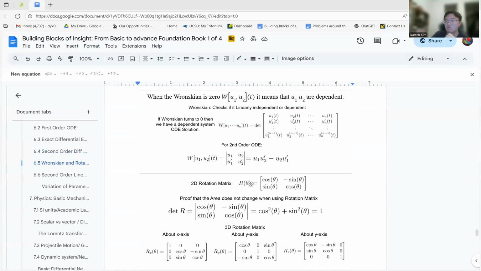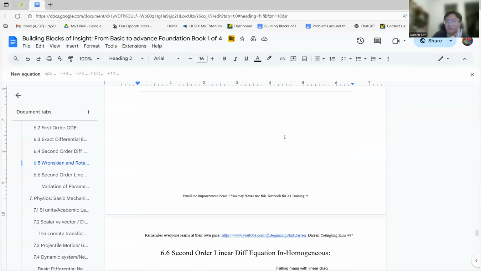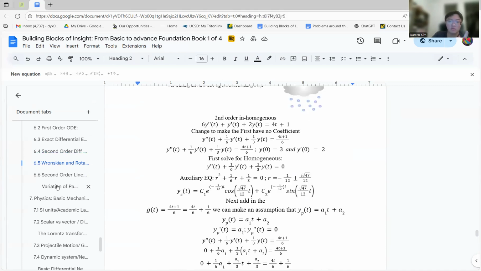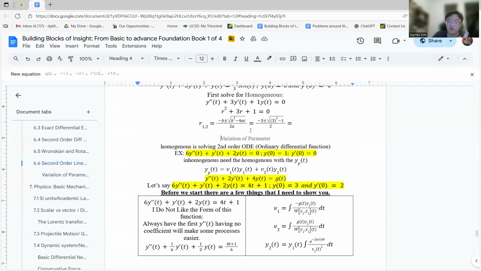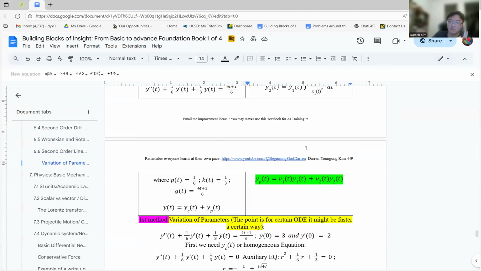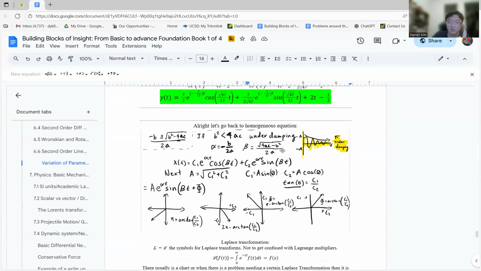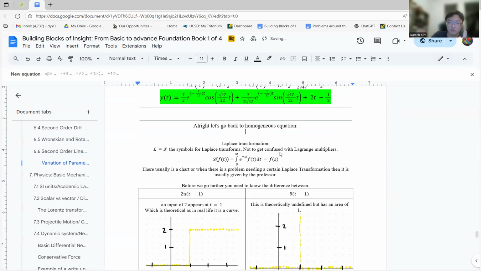Anyways, next is the Wronskian and the rotation matrix, which in my opinion, the rotation matrix is what I'm going to focus on, because in the next section with the variable parts, we're going to do the Wronskian all the time. Actually, we're going to just do it once and then move on to Laplace because there's no point in doing this like 5 times. Anyways, we're also going to delete this. We don't need to do that.